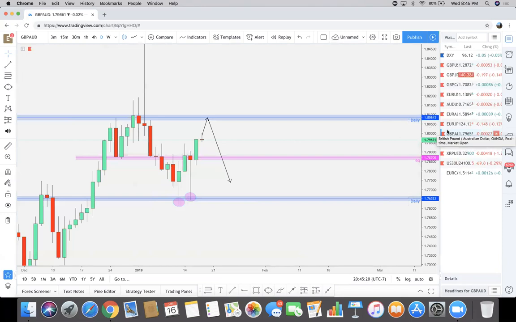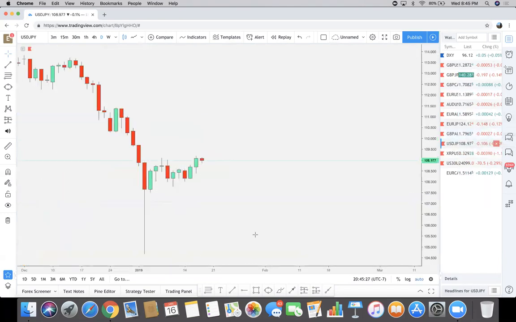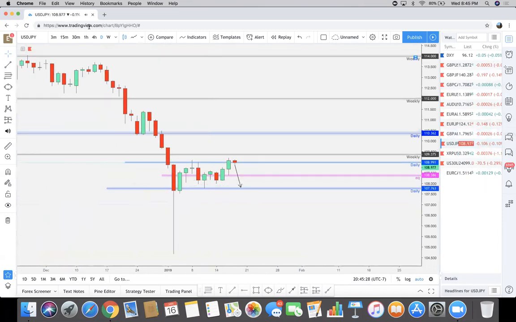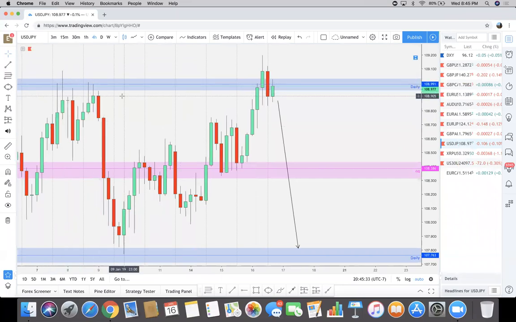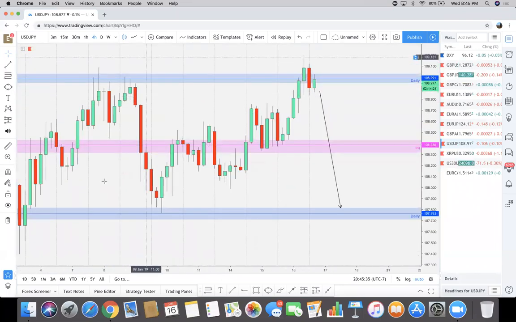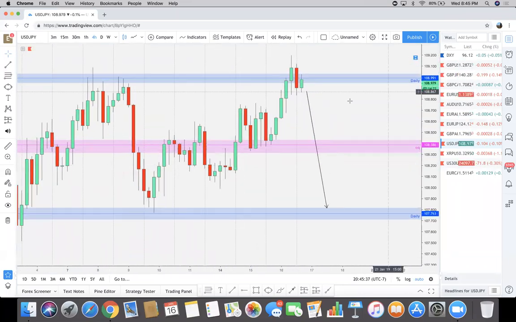Like JPY pairs are really, really wicky. And what I mean by that is you get these long wicks. I know this is GBP AUD. We can even go to JPY and see all of these wicks that it creates. So something just to take into account if you guys are going to be trading JPY pairs.